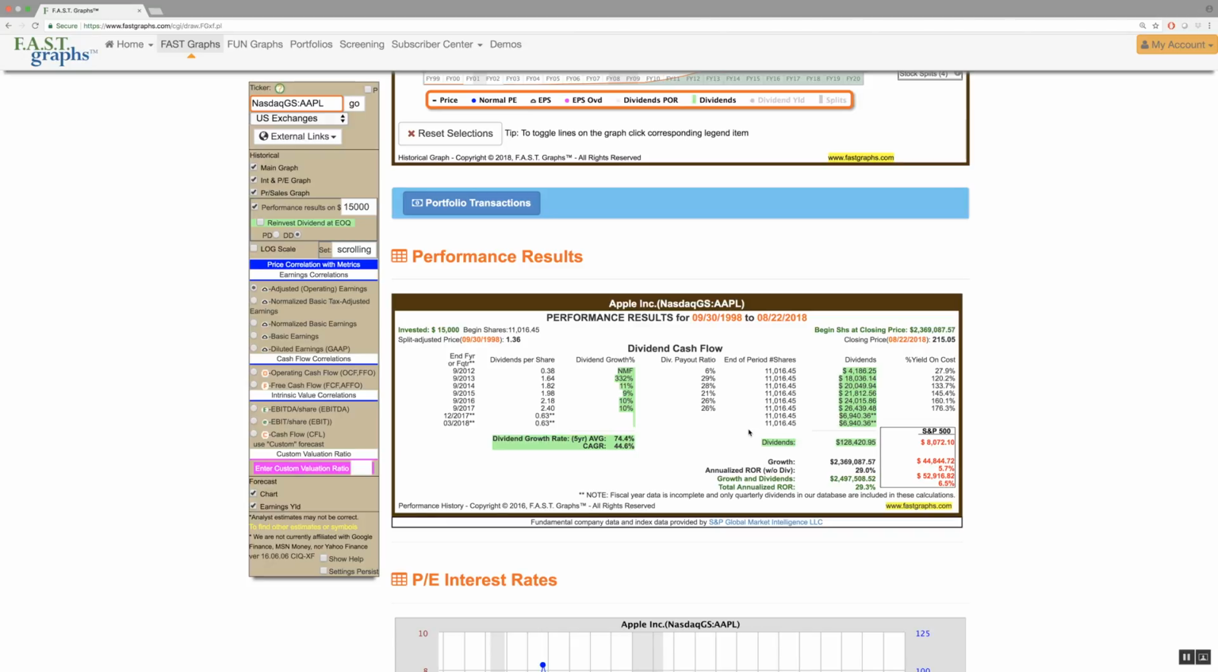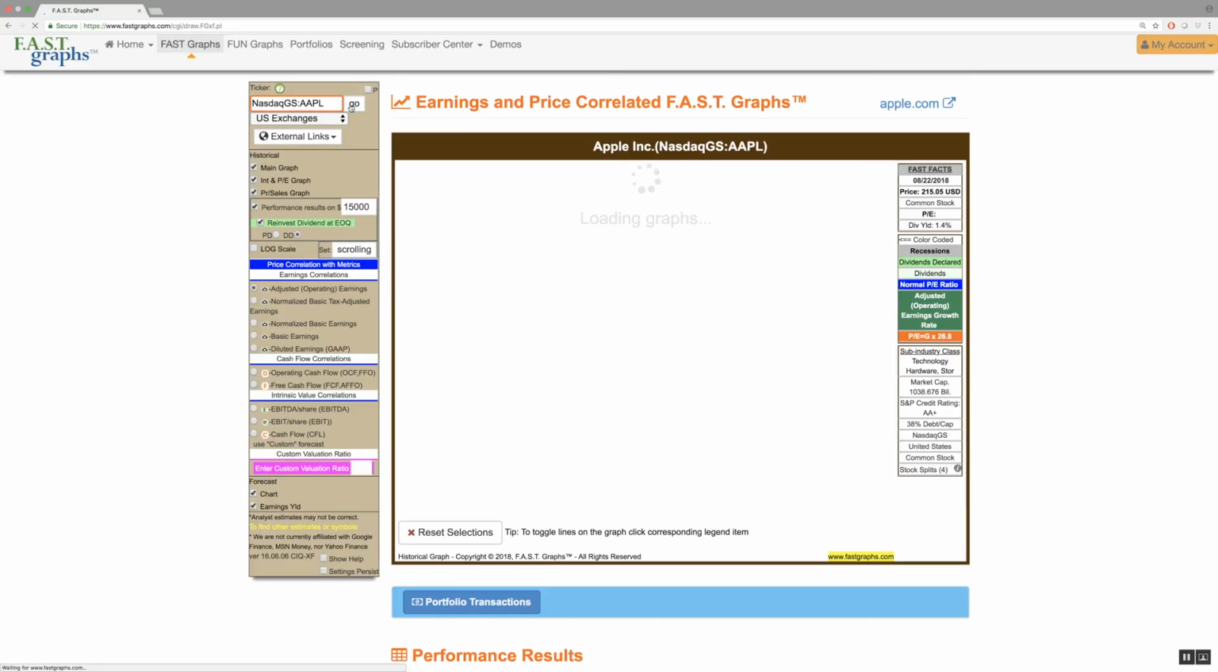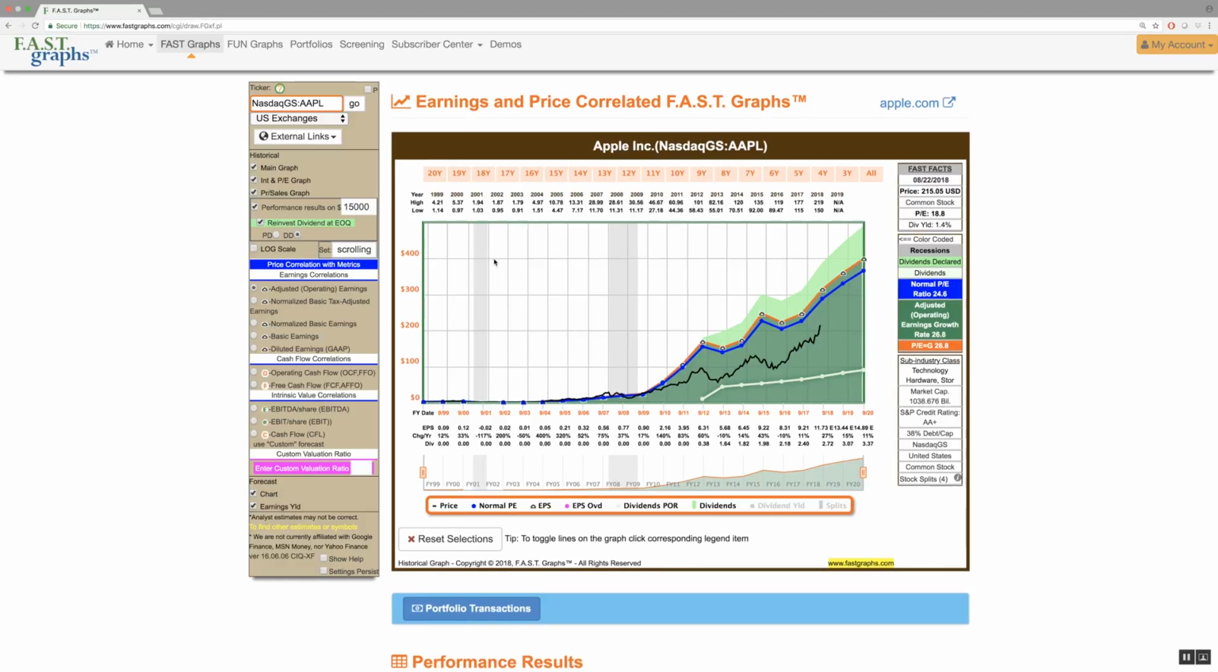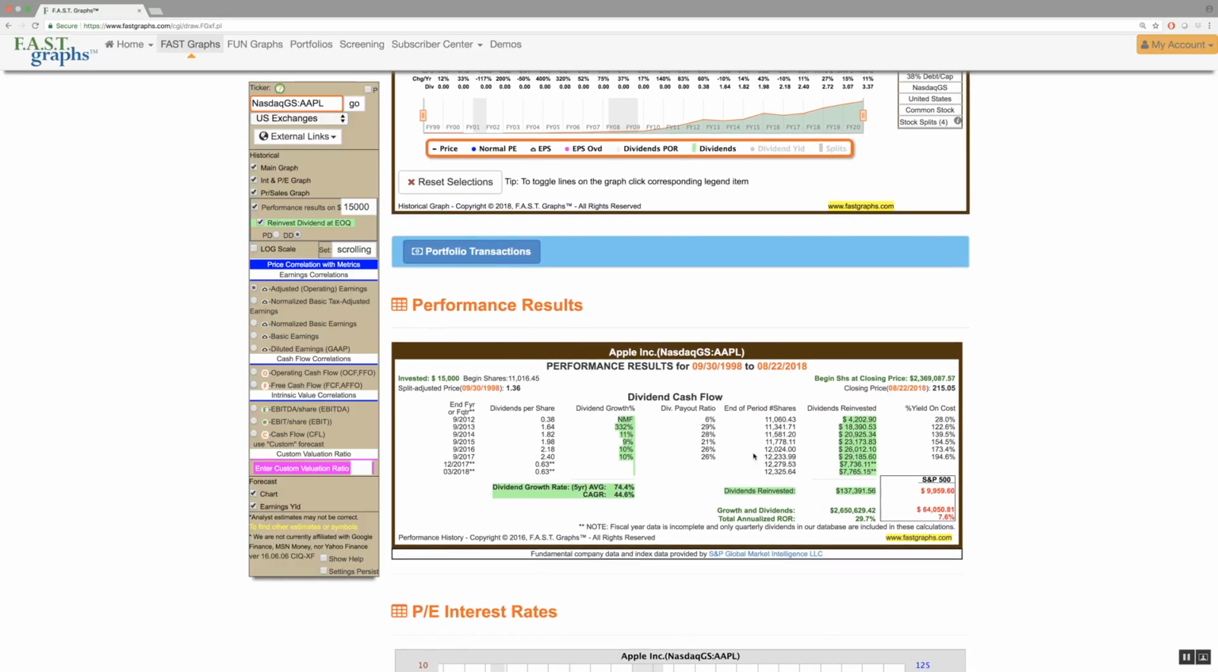Another function you can use is the reinvest dividends option, which then recalculates the performance results from reinvesting the dividends at the end of each quarter for the time period selected. The end of period shares, dividends paid, yield on cost, and the growth breakdown sections have all changed accordingly to reflect dividends being reinvested.